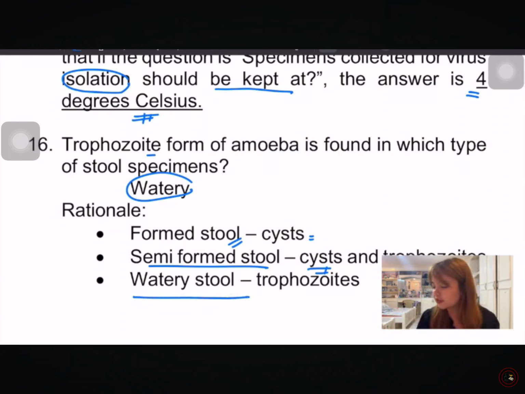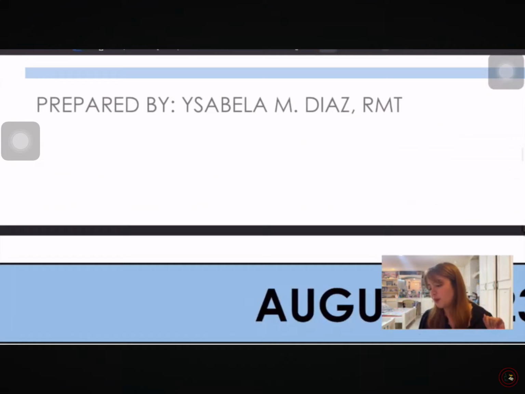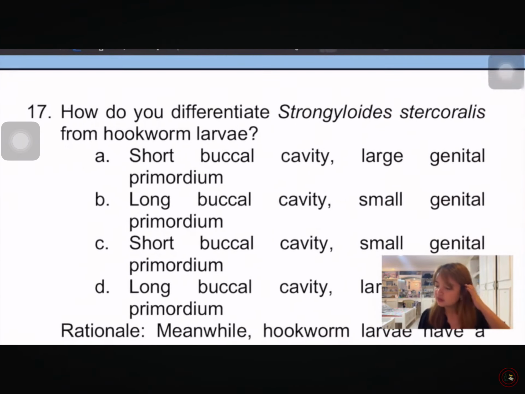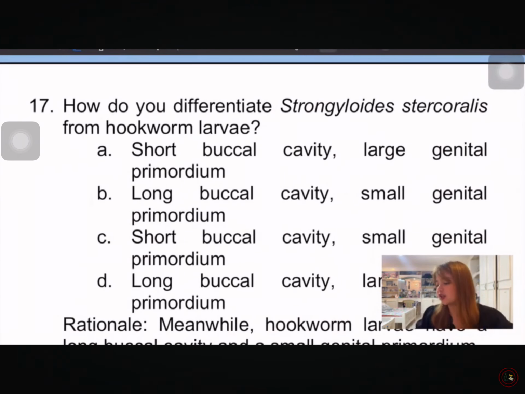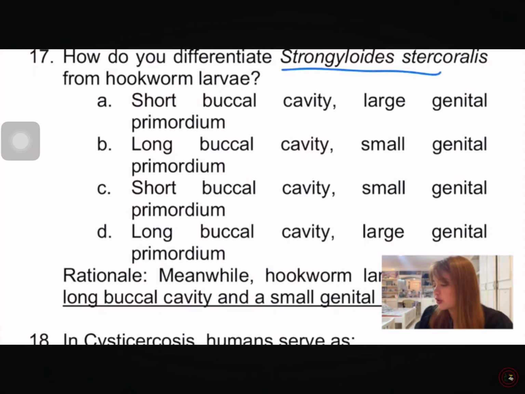And kapag watery yung stool, as I stated in our answer, makikita natin dito is yung mga trophozoites, like gumagalaw sila. They're motile. Next question, how do you differentiate Strongyloides stercoralis from hookworm larvae?